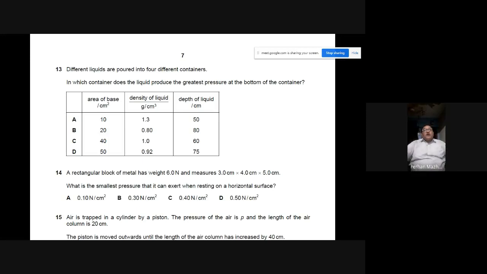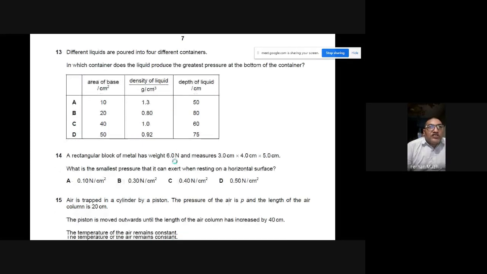For the first body, A, 1.3 into 10 into 50, the answer will be 650. For the second body, B, 0.80 multiplied by 10 multiplied by 80, and the answer will be 640. For the C body, 1 multiplied by 10 multiplied by 60, and the answer will be 600. And for the D body, 0.92 multiplied by 10 multiplied by 75, and the answer will be 690. You can do this calculation on a register. Which liquid produces the greatest pressure? D, because its answer is 690. So D will produce the greatest pressure. The pressure of a liquid is given by the formula rho g h.